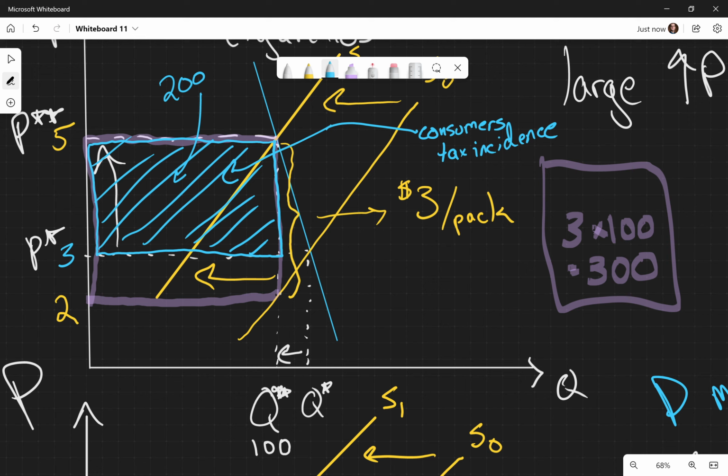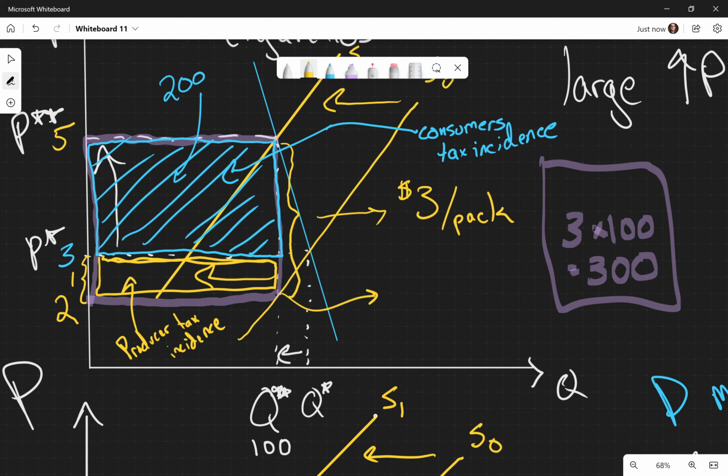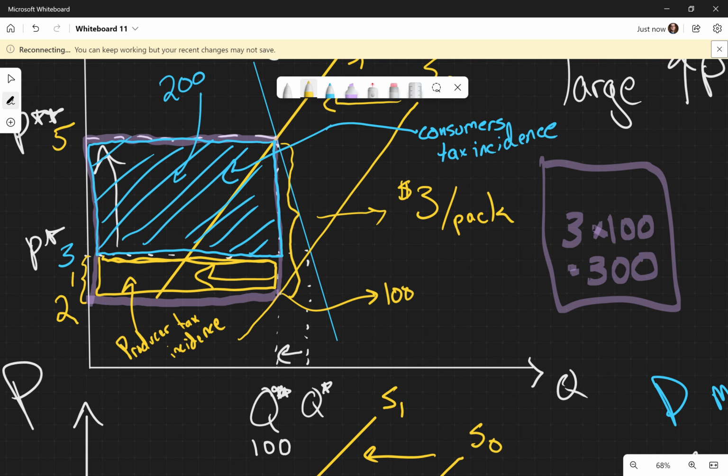which then leaves the extra $100 to be paid by, you guessed it, the producers, right? This part here is going to be the producer tax incidence. And we can just figure it out because 300 minus 200 is 100, but we can double check our work, right? 3 minus 2 is 1. 1 times 100 means that this is going to be 100 as my producer tax incidence. So we can just see that my consumers are paying twice as much of the taxes as producers when this tax is enforced. So this is the way that we model taxes.